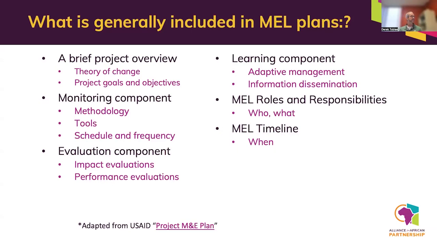So just to keep in mind what is generally included in MEL plans, you have a brief project overview, which includes the problem statement and theory of change. So how is the problem going to be addressed by the activities proposed, and what is the anticipated outcome, as well as the project goals and objectives. Those will already be included in the proposal and don't need to be reiterated in a specific section for this. Again, just making sure that everyone's aware. So into the monitoring, evaluation, and learning plan, it usually has three main components you see here: the monitoring, the evaluation, and the learning component.